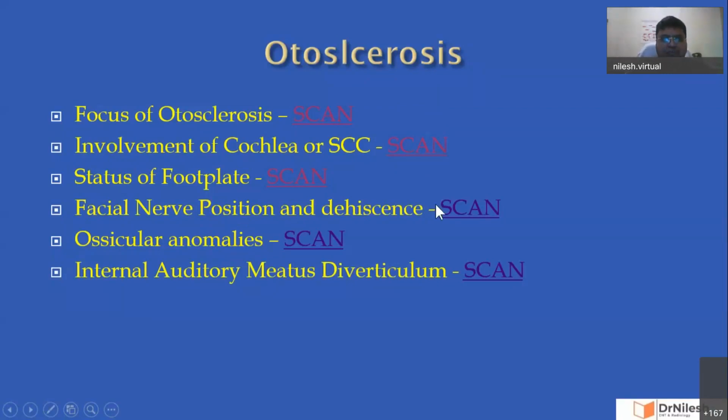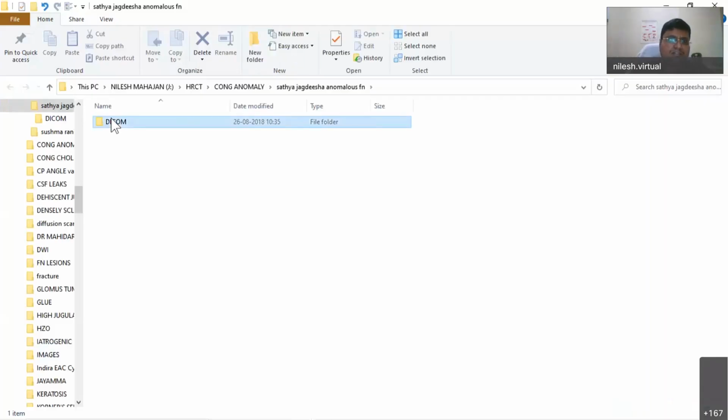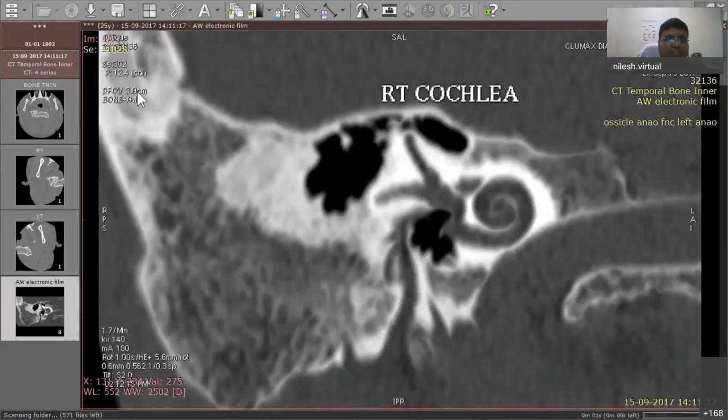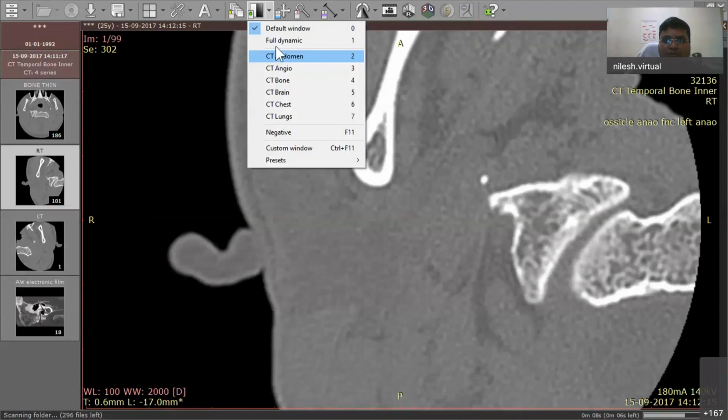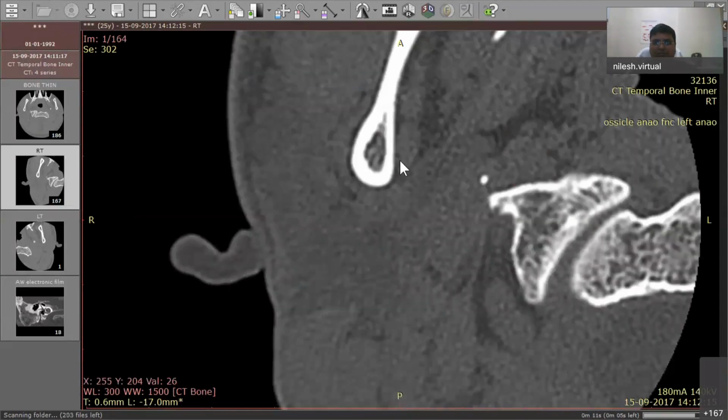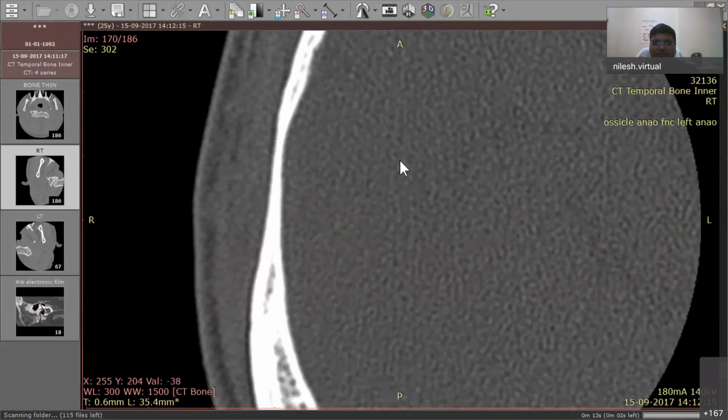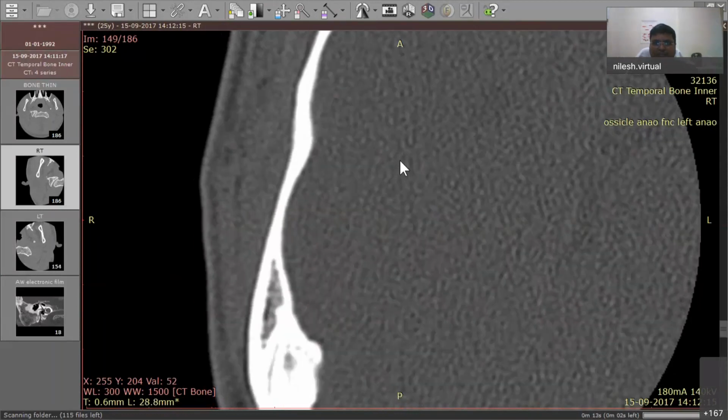Then the facial nerve position and dehiscence, you have to see. There should be some space between the footplate and the facial nerve horizontal segment, so that you can do your stapedotomy procedure easily. So in this scan we already saw where the facial nerve was: instead of moving laterally, it was coming and lying over the vestibule and running over the promontory.